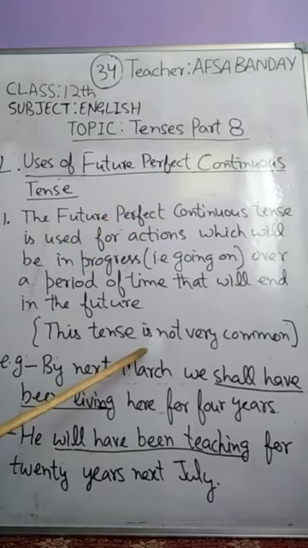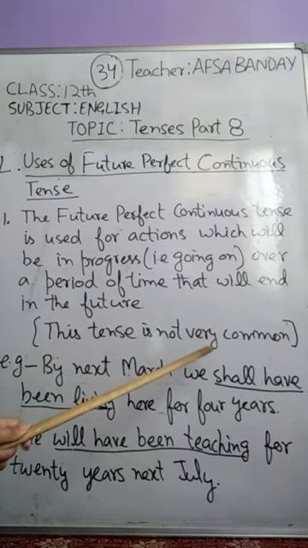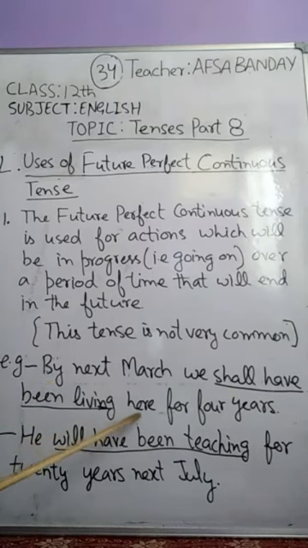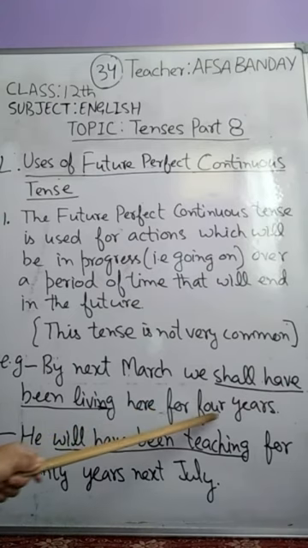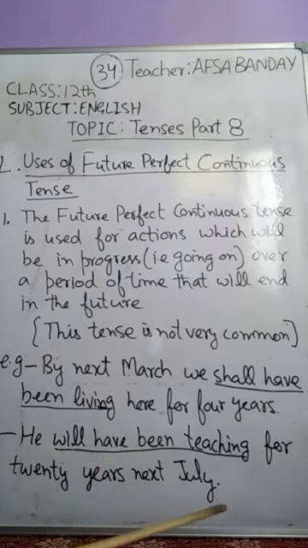Usually this tense is not very common, it's very rarely used. But let us have a look at the examples. For example, by next March, we shall have been living here for 4 years. So for the last 3 years we have been living here, and in the coming year it will be the fourth year. So we say we shall have been living here for 4 years, it's continuous. Or he will have been teaching for 20 years next July. So again we are talking first about the future, and then we say from a certain period of time up to that future time, the action is in continuity or in progress. For that we use future perfect continuous.